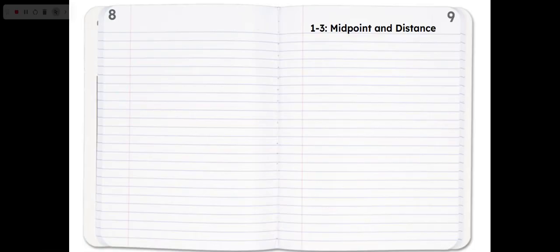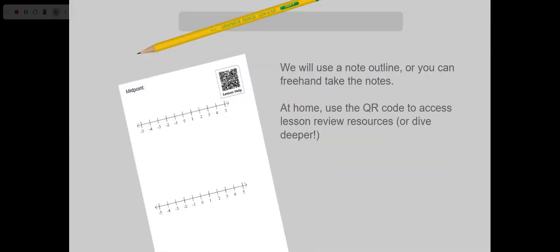On our next set of notes, if you can title on 1-3, midpoint and distance. And remember, I have a note catcher for these notes, so if you would like to use that, please grab one. So again, midpoint and distance. Let's start off with midpoint.